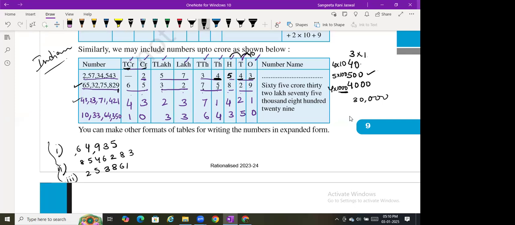Ma'am, do we have to label them? Label them means write the number. Yes, first write down in the column and then you write the number. Write the number name.